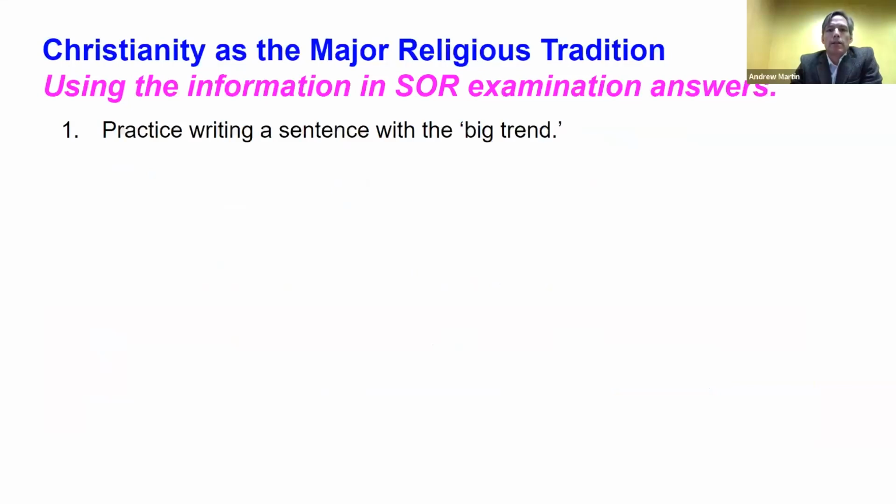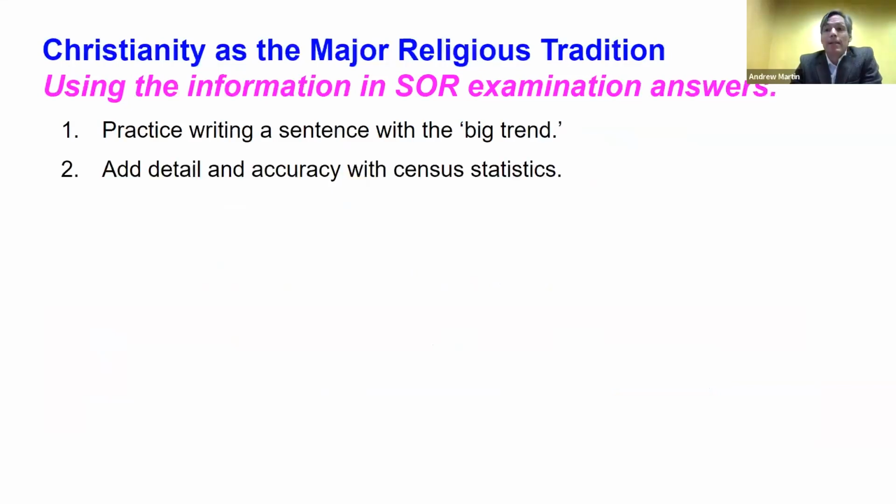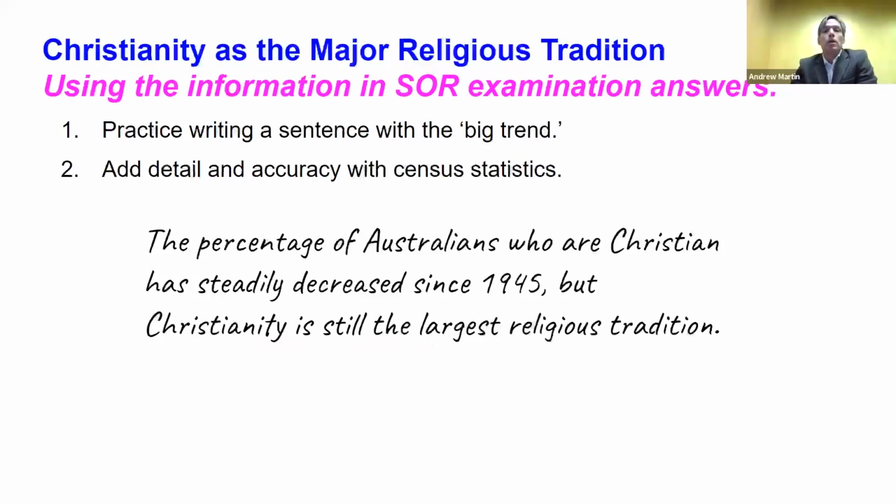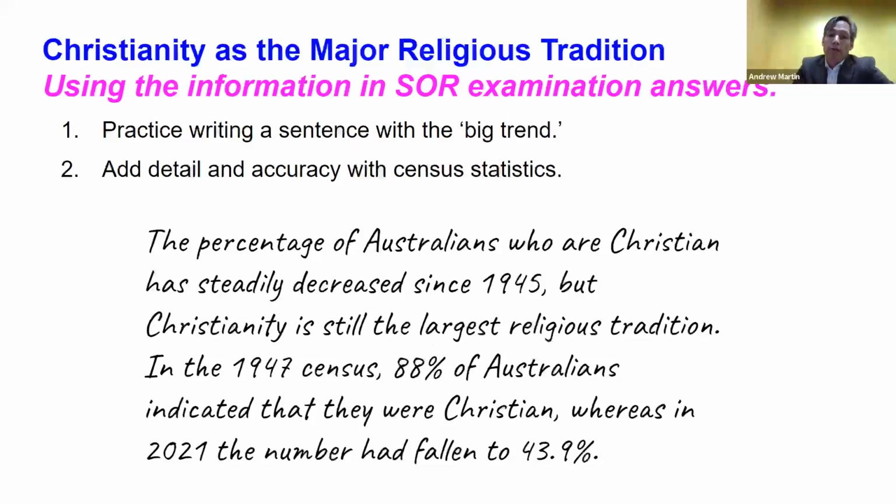So what does this look like in your answers? You can start with a big trend and then add detail and accuracy with the stats that you've remembered. So the big trend is the percentage of Australians who are Christian has steadily decreased since 1945, but Christianity is still the largest religious tradition. Practice writing that out. If you memorise that phrase, it'll just flow out of your pen when you need it for question 11 in the exam for a 5-mark question. In the 1947 census, 88% of Australians indicated they were Christian, whereas in 2021, the number was 43.9%. So you can see how we're adding detail and accuracy by using the statistics which we've memorised.